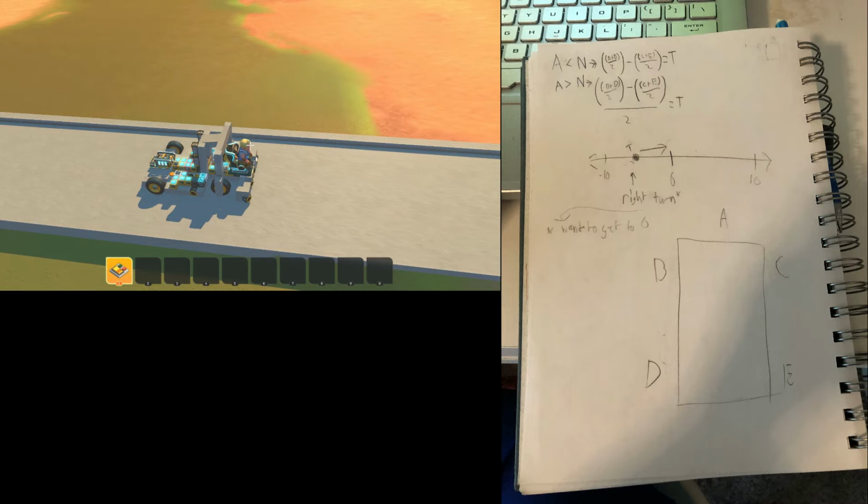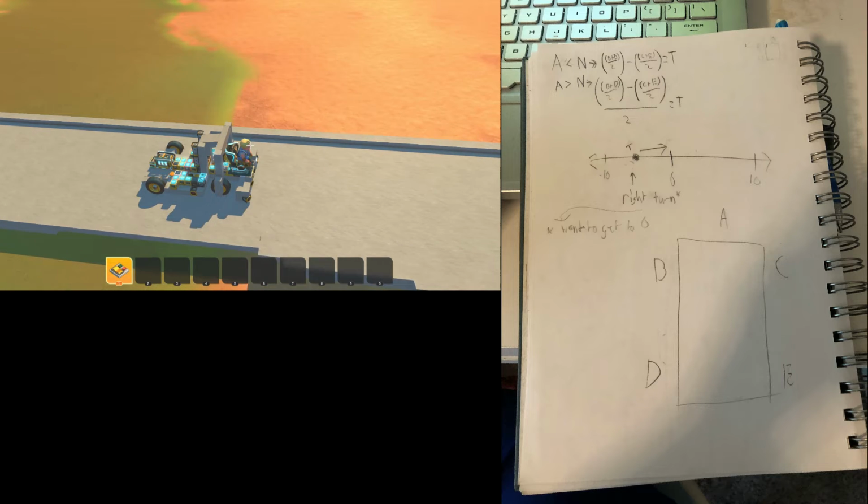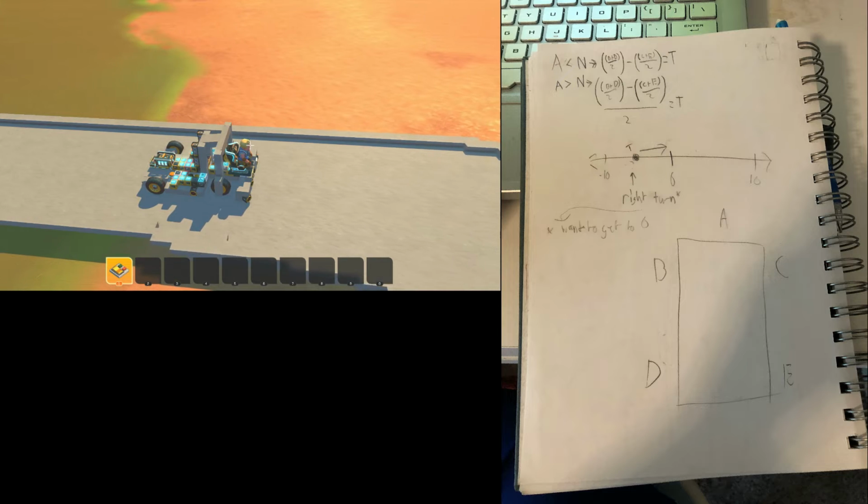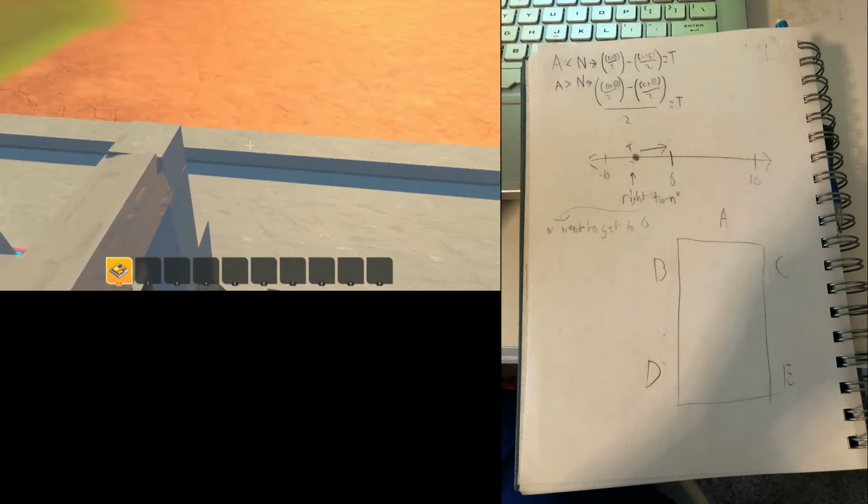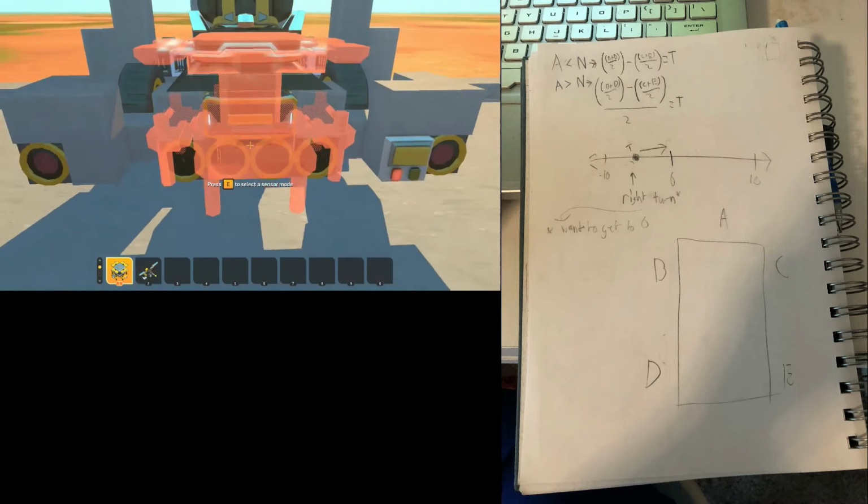So if the turning angle is less than 0, that means the car is on the left side and it wants to go back to the center. 0 is the center. You want to move the car to the right side. So that's what this page is about. And then that leads us to the next version.